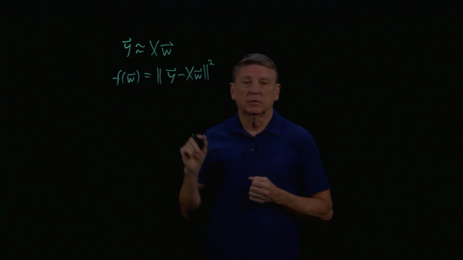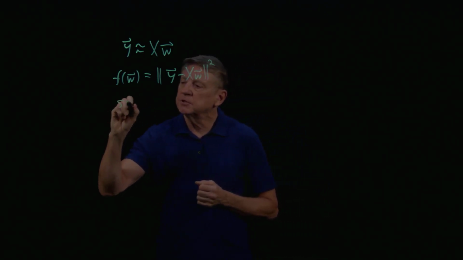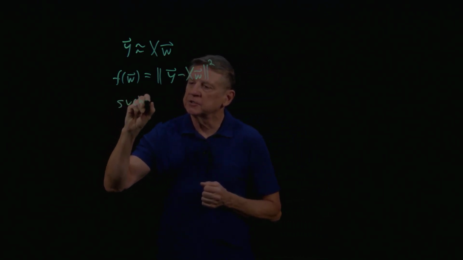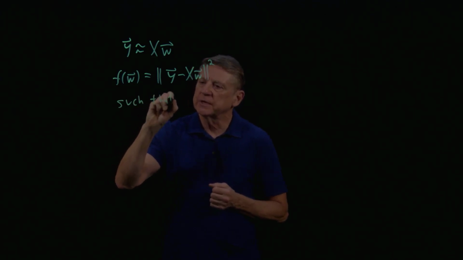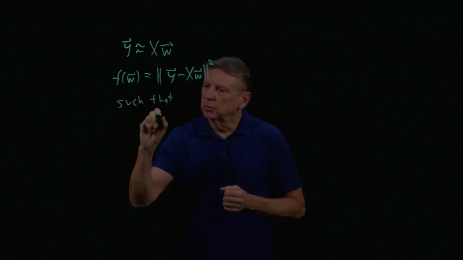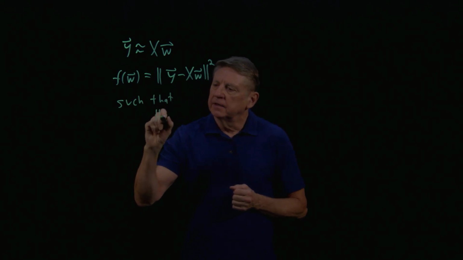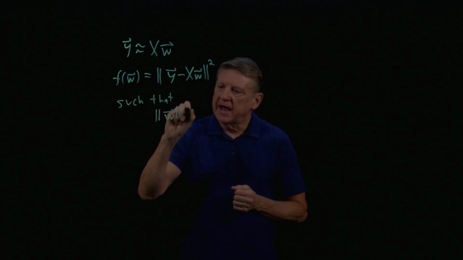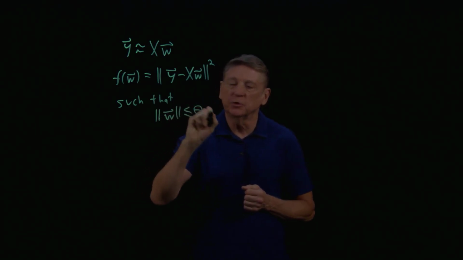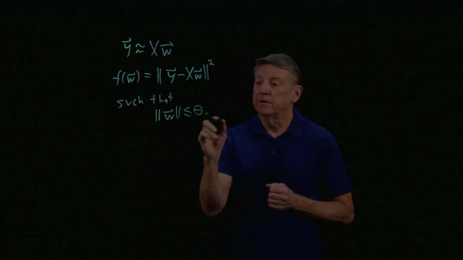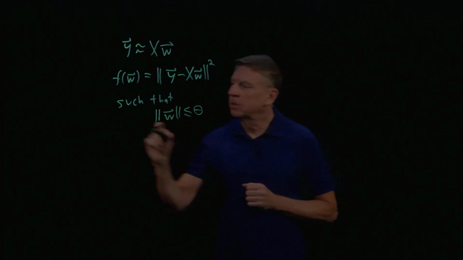The way we regularize it is we add some constraints, and these will be nonlinear constraints. The first constraint that we're going to look at is we're going to say that the norm of the solution vector has to be less than or equal to some user-provided hyperparameter threshold theta.